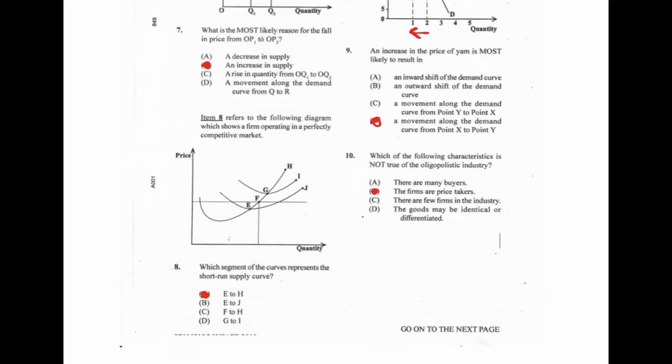Okay, for question 10 it says, which of the following characteristics is not true of the oligopolistic industry? And the answer is B. The firms are price takers. That's not true. They're actually price setters. This is shown by the fact that there are a few large firms in the industry, so they dominate the industry and are able to set their own prices. They also have some interdependence with their prices, which leads to what we call sticky prices or price rigidity. The only firm with price takers is the perfectly competitive industry.